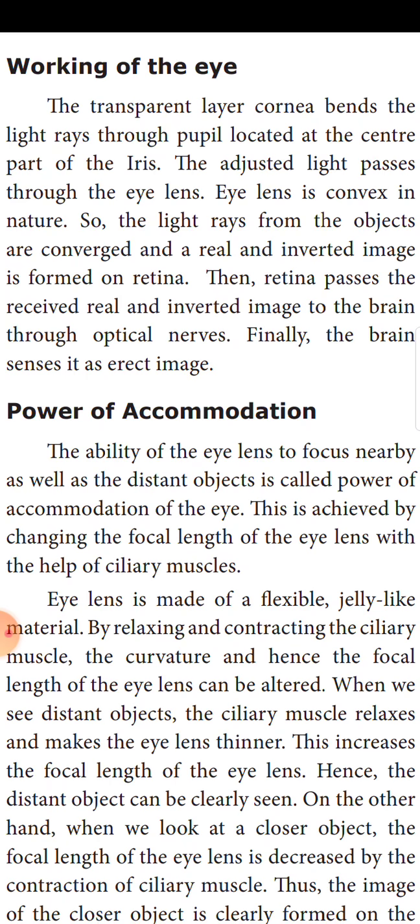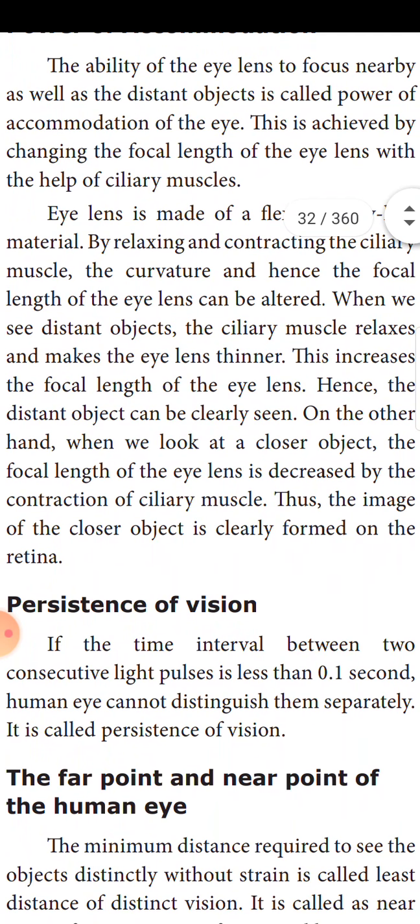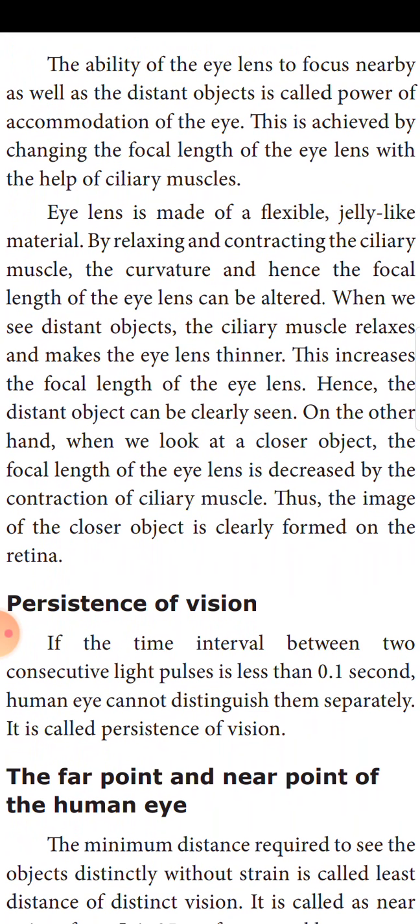Power of accommodation. The ability of the eye lens to focus nearby as well as distant objects is called power of accommodation of the eye. What is the power of accommodation of the eye? The ability of the eye lens to focus nearby as well as the distant objects is called the power of accommodation of the eye. This is achieved by changing the focal length of the eye lens with the help of ciliary muscles.